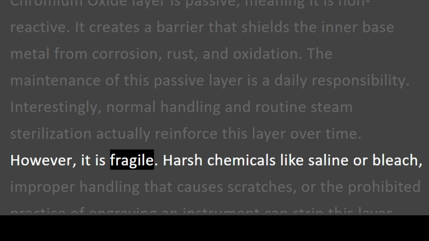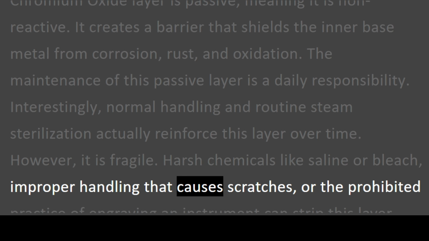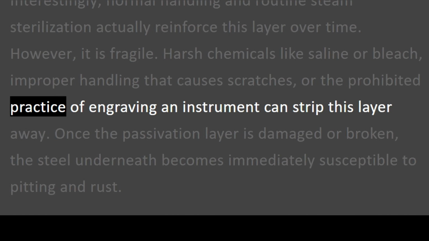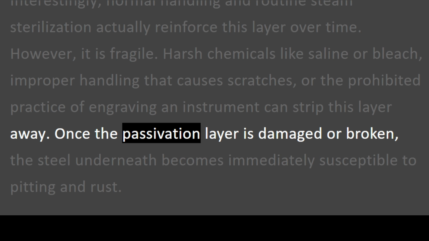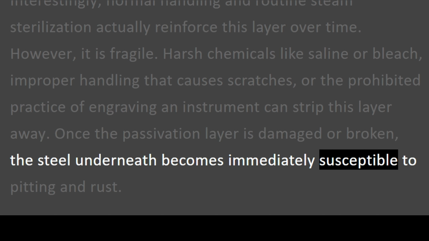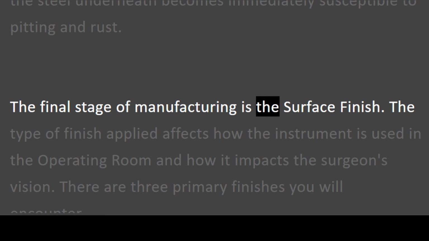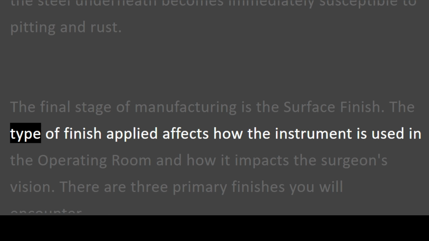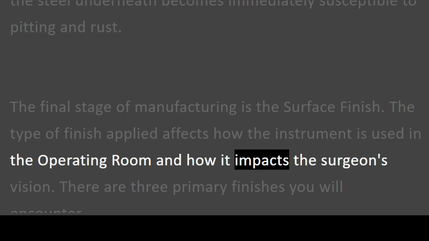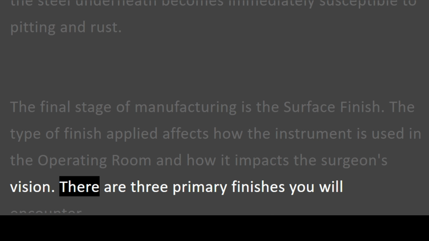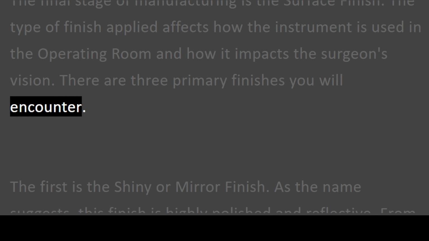However, it is fragile. Harsh chemicals like saline or bleach, improper handling that causes scratches, or the prohibited practice of engraving an instrument can strip this layer away. Once the passivation layer is damaged or broken, the steel underneath becomes immediately susceptible to pitting and rust. The final stage of manufacturing is the surface finish. The type of finish applied affects how the instrument is used in the operating room and how it impacts the surgeon's vision. There are 3 primary finishes you will encounter.